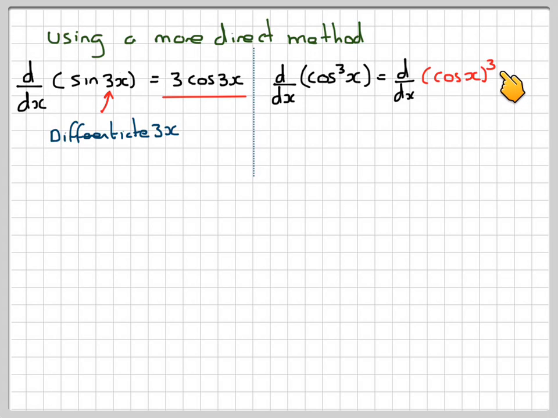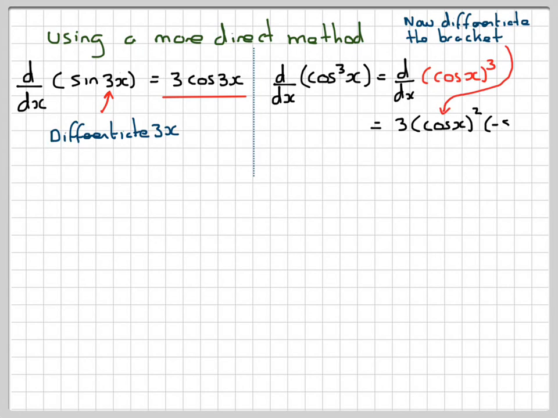Now what you do is you bring down the 3, write down the bracket and reduce the power by 1, and then differentiate the bracket. You differentiate cos x, we get minus sine x, and therefore we end up with minus 3 cos squared x sine x, like we did before.